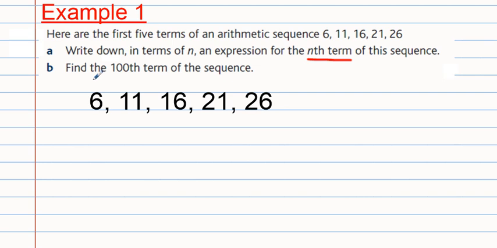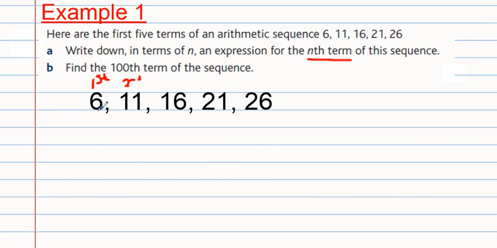So we have the first term, second term, third term, fourth term, and so on. Don't forget, each number in the sequence is called a term.